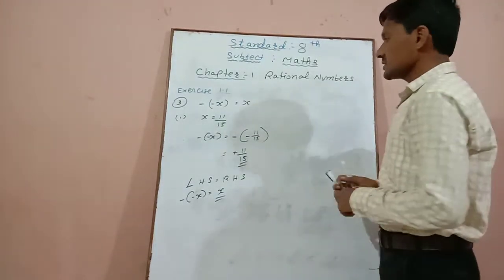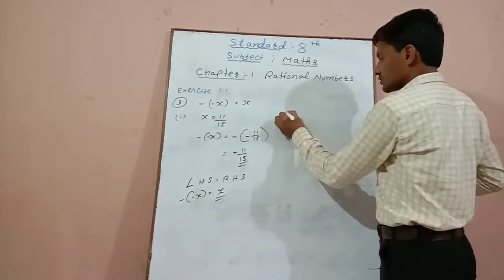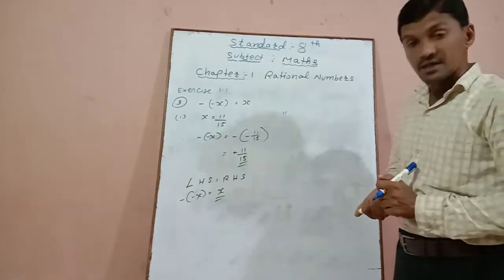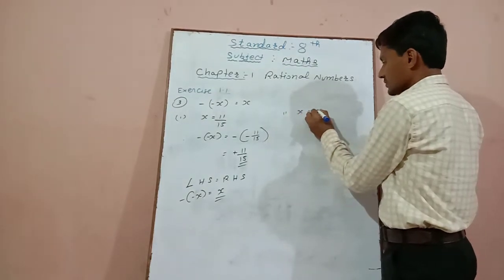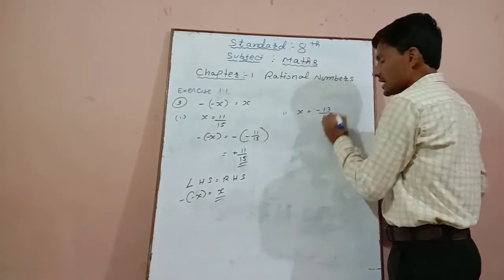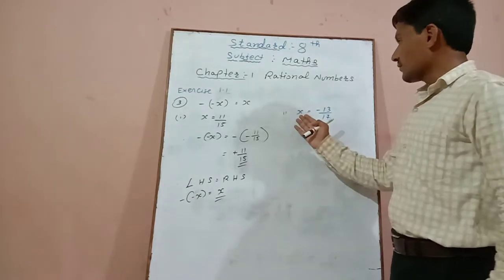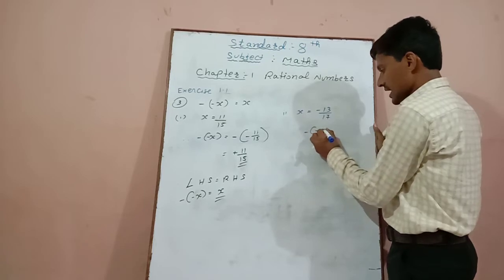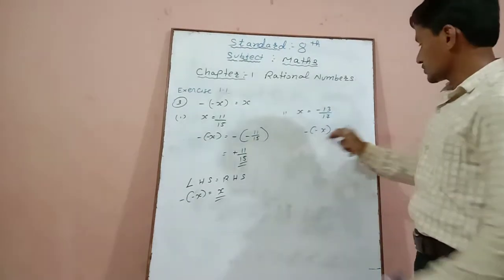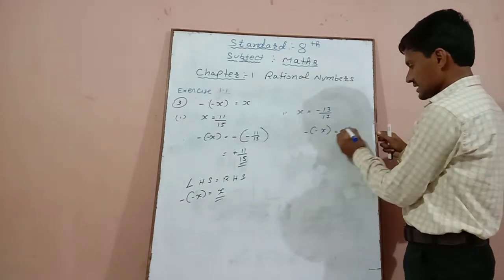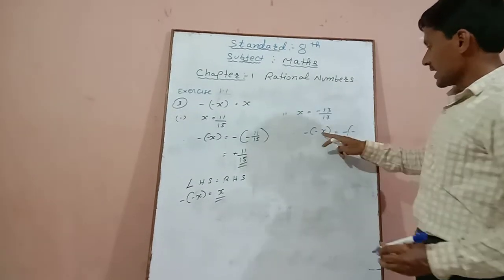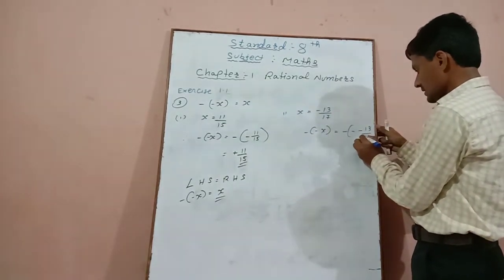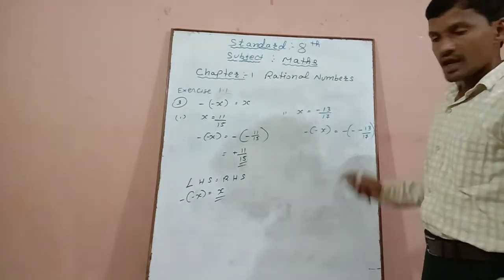Okay. Now let us see the second question in main question number 3. The second question is x is equal to minus 13 divided by 17. Now again the value of x is given. We have to verify. Therefore minus of minus x is equal to, first of all we will write minus as it is, again bracket, here also minus, and again the value of x is minus 13 divided by 17. Now compare.